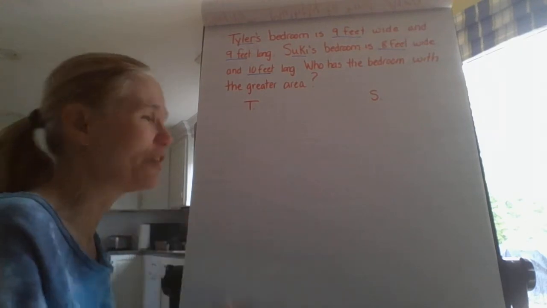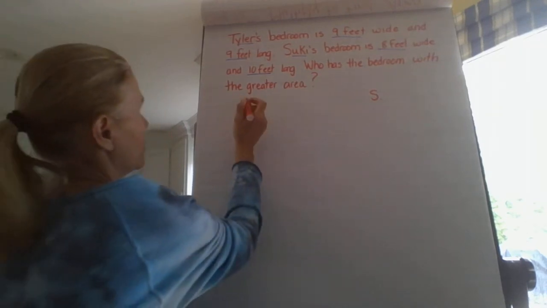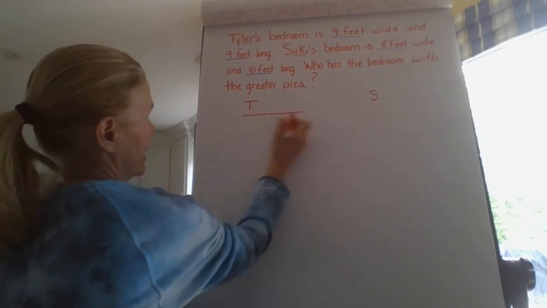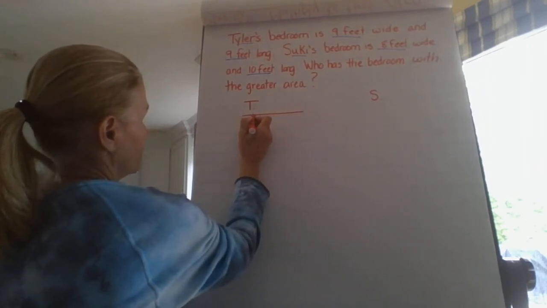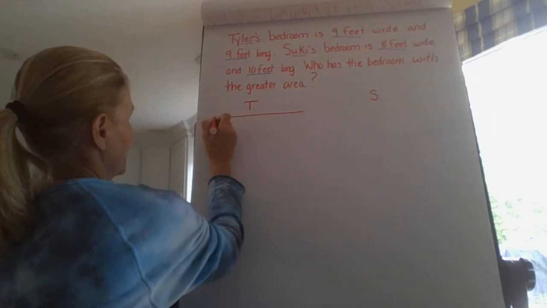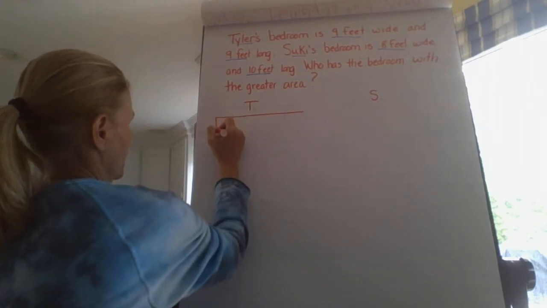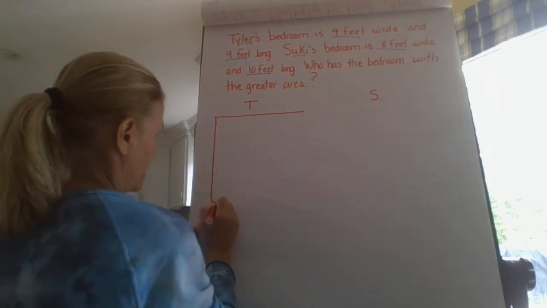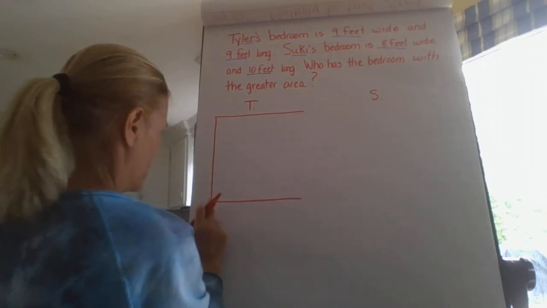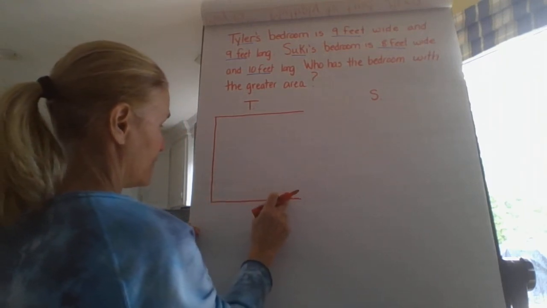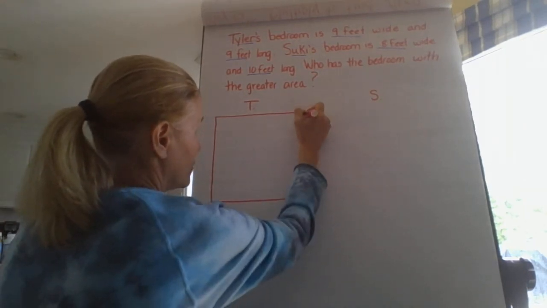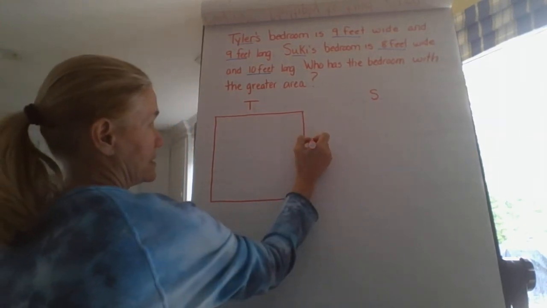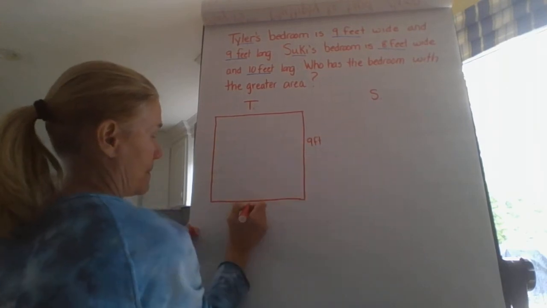I've taught you. I've gone over this. You know how to draw the rectangle. So if we're going to do 9 by 9, I can do 1, 2, 3, 4, 5, 6, 7, 8, 9, and 1, 2, 3, 4, 5, 6, 7, 8, 9. So I drew Tyler's rectangle, and we know it is 9 feet by 9 feet.